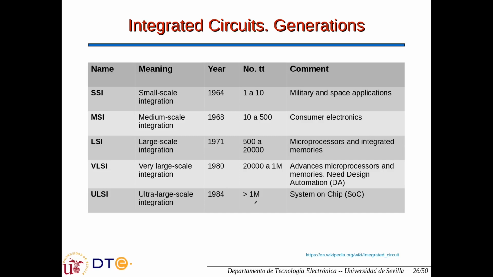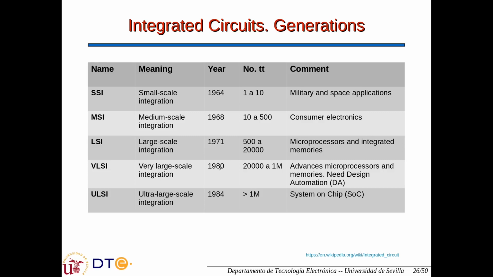Basically, as technology improves, we can make devices smaller, and then we can put in more devices. But as you can see, for example, the first integrated circuits only had a few transistors. They were used mostly for military and space applications. During the 70s, integrated circuits started to be used in consumer electronics and later in microprocessors, which made it possible to build microcomputers that people could buy at the end of the 70s and at the beginning of the 80s.